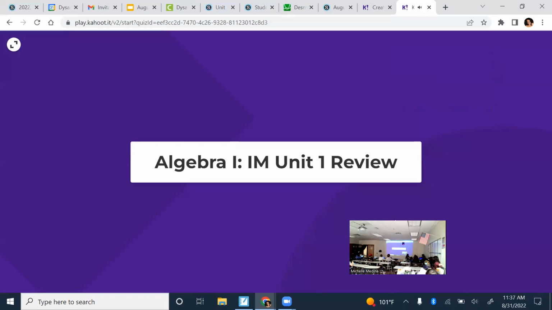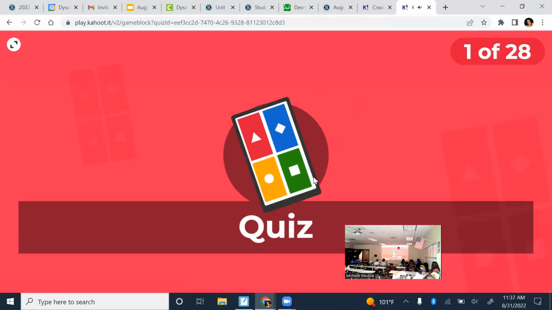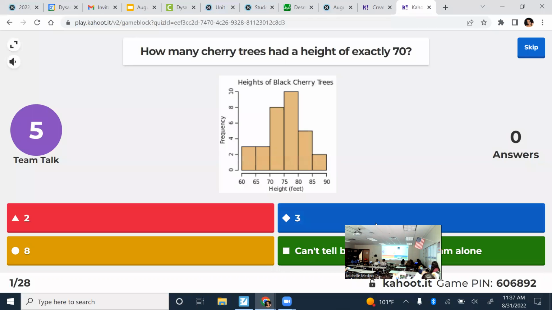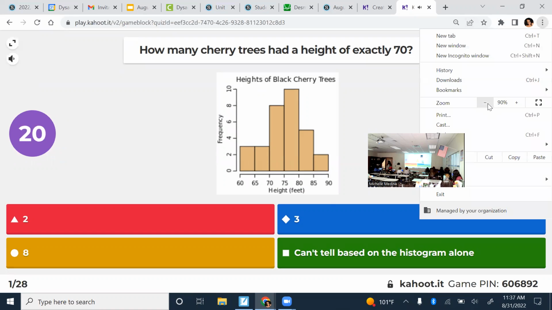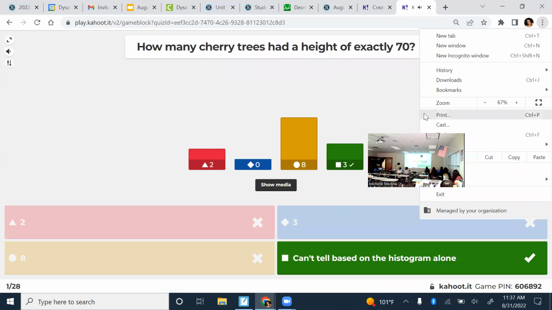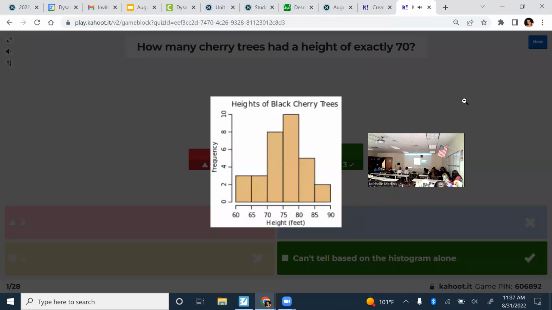All right, so reviewing Unit 1, since the Unit 1 test is tomorrow. How many cherry trees had a height of exactly 70? All right. So histograms.